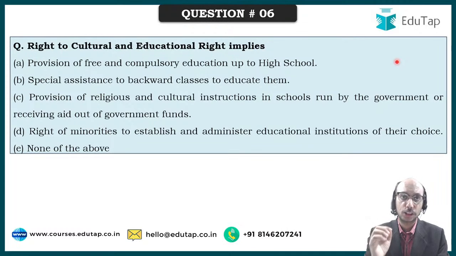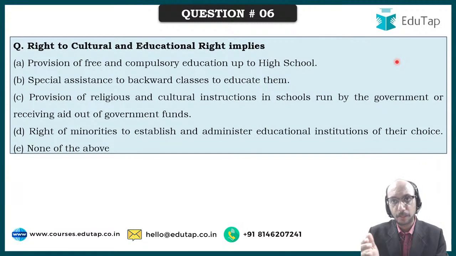What is the implication of the right to cultural and education rights? आपको ये बताना है कि उसका implication क्या है, right? Free and compulsory education, special assistance to backward classes, religious and cultural instructions in schools run by the government, right of minorities to establish and administer educational institutions of their choice, right? So please give me the answer for the sixth question.